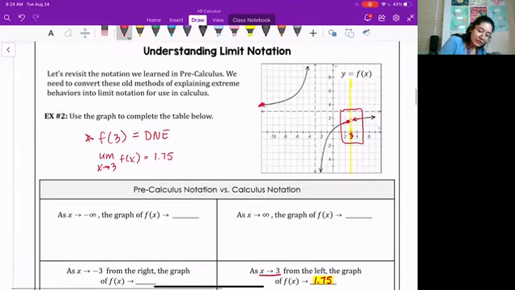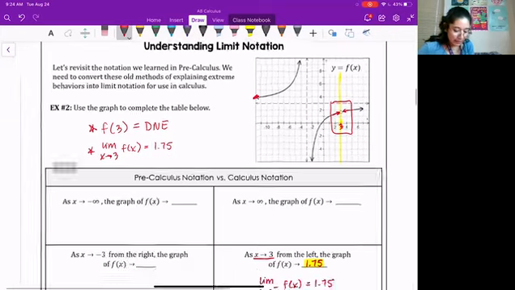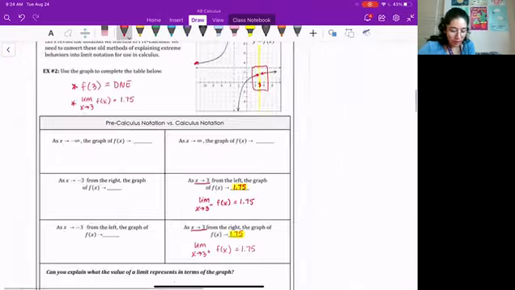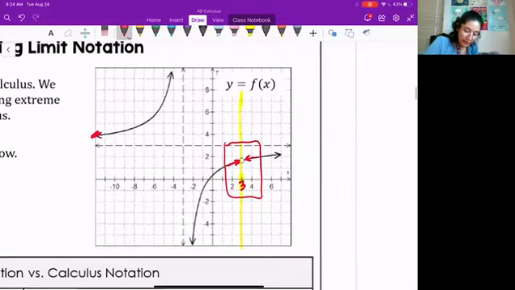Okay, so these are two distinct things. I want to make sure we understand the difference between them. You're going to need to know that for tonight's homework. So let's do a couple more of these examples. Let's talk about as x is approaching -3 from the left and from the right. Right here is x equals -3, and I want to talk about what's going on from the left and from the right.